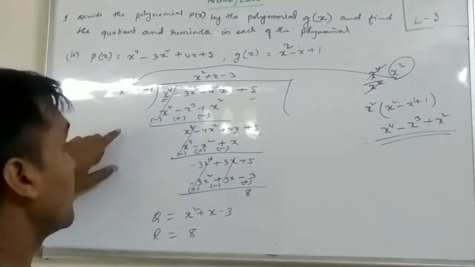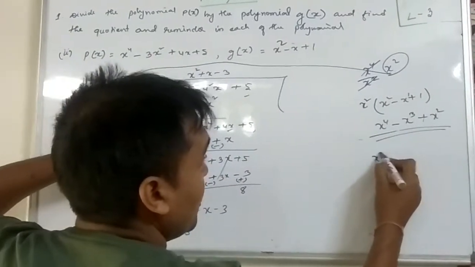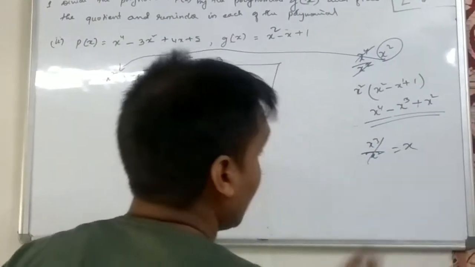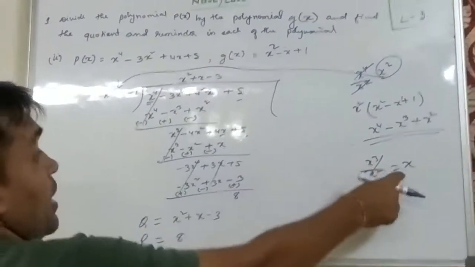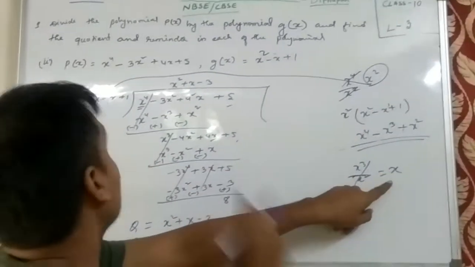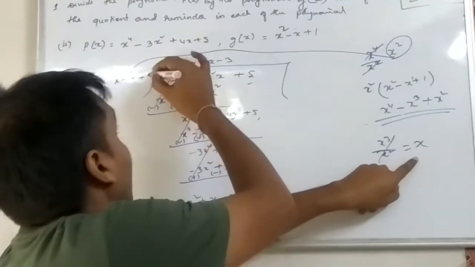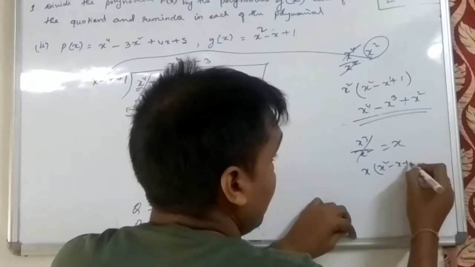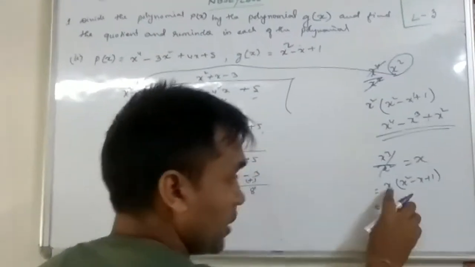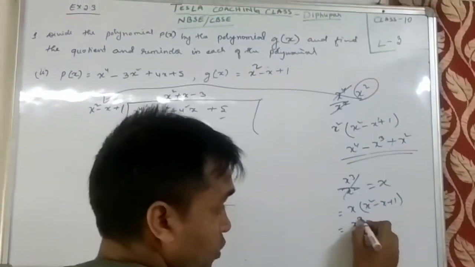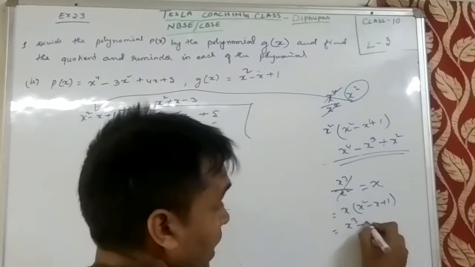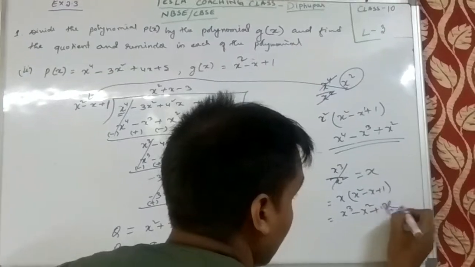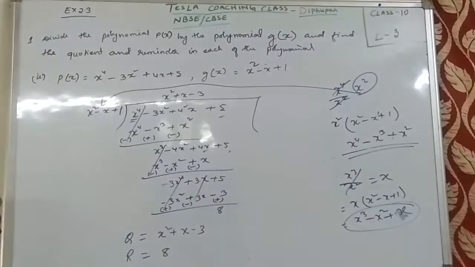Next. What is our first term here now? X to the power 3. And what is the first term here? X to the power 2. So if we divide it, it becomes x. We got x, so we have written this x here. Now with this x, we have to multiply the entire thing here. So we will multiply x into x square minus x plus 1. When you multiply, you get x into x square, it becomes x cube. X into minus x is minus x square. X into 1 is x. So this term you will write here.